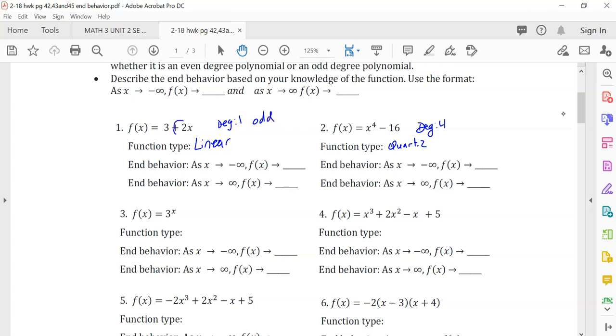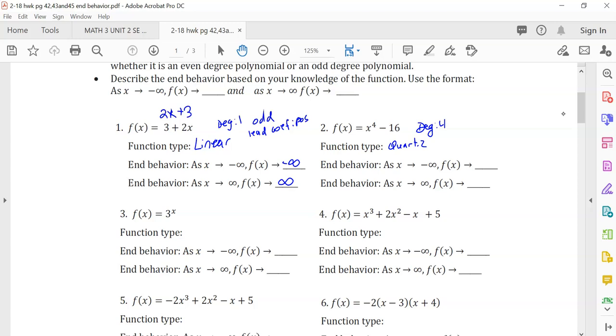The leading coefficient is always the coefficient for your biggest degree. So really this needs to be written in order. It should be positive 2x plus positive 3. So the leading coefficient is positive. So that lets me know that the right side is pointing up, but because it's an odd function, the left side points down. That's all I'm doing.